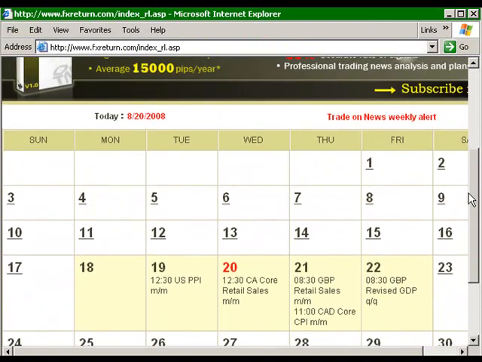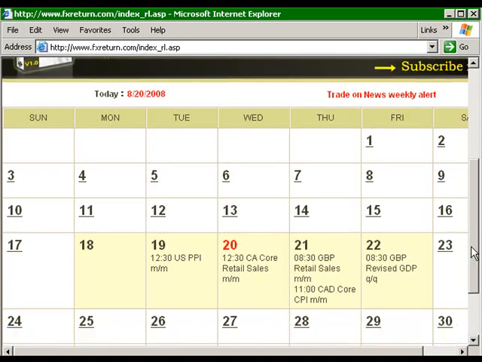When we take a look at the economic calendar for the coming week, very quiet news events this week, but tomorrow at 8:30 GMT, 4:30 a.m. East Coast time, we have the retail sales figures month over month out of the UK, followed up by our 7 a.m., 1100 GMT figures out of Canada, the core CPI month over month. Next, we have Friday's 8:30 GMT, 4:30 a.m. news out of the UK, the revised GDP Q over Q.